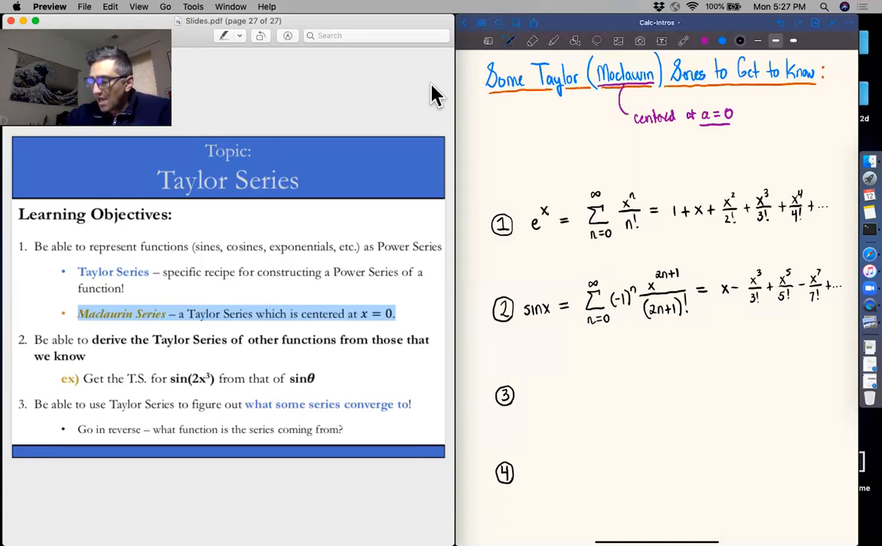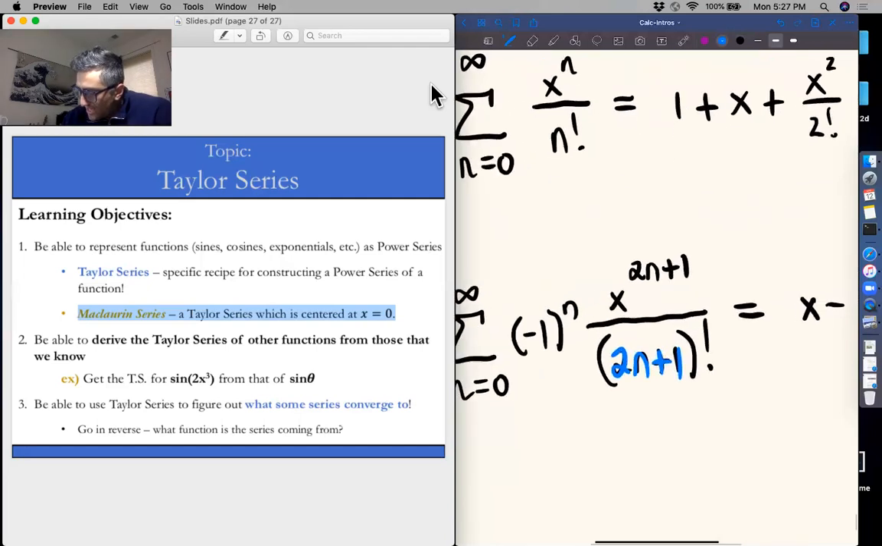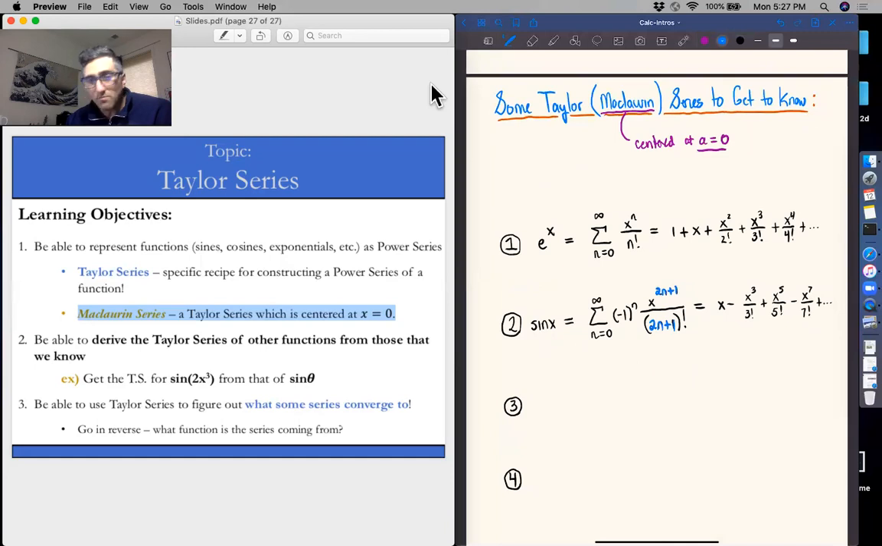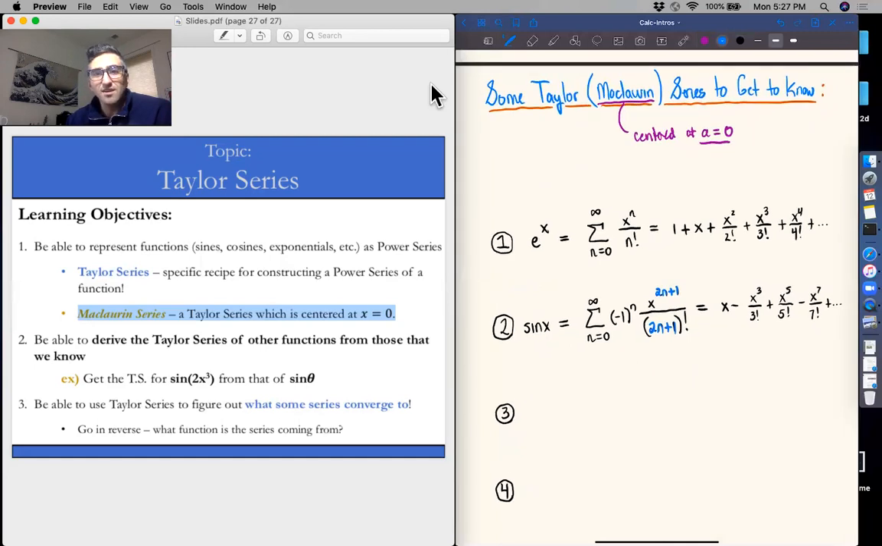And what I want us to recognize for sine is sine really has all the odd powers. We have an odd number, a 2n plus 1, in that factorial in the denominator. And in that exponent, we have x raised to the power of 2n plus 1, again, another odd number. And the reason I bring that up is, well, cosine is going to have the even cases.